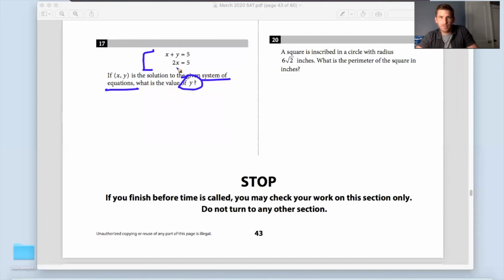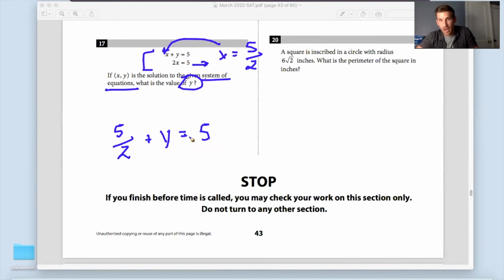But I'm probably going to do substitution, where I'm going to make this x equals 5 over 2, right? So you notice what I did here? And now I'm going to substitute this x into here, which I then get 5 over 2 plus y equals 5. And then now I'm going to subtract. So the reason I normally don't do this is because there's usually coefficients out in front.